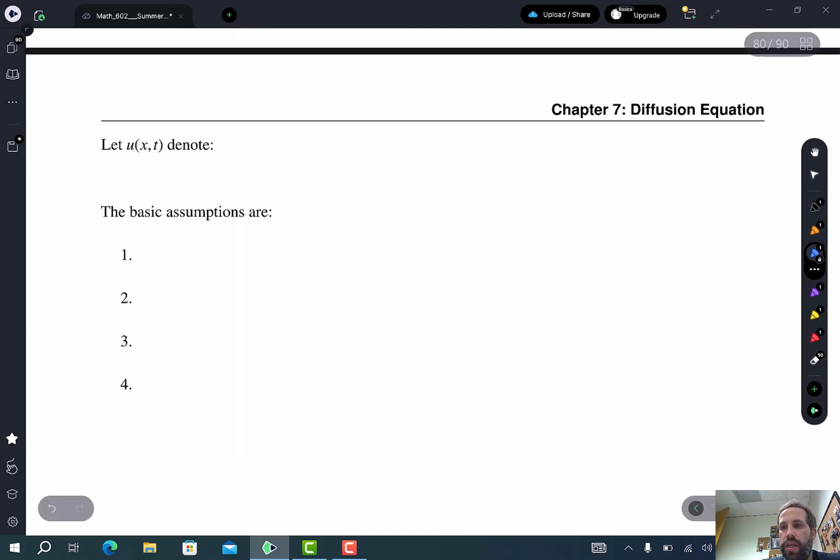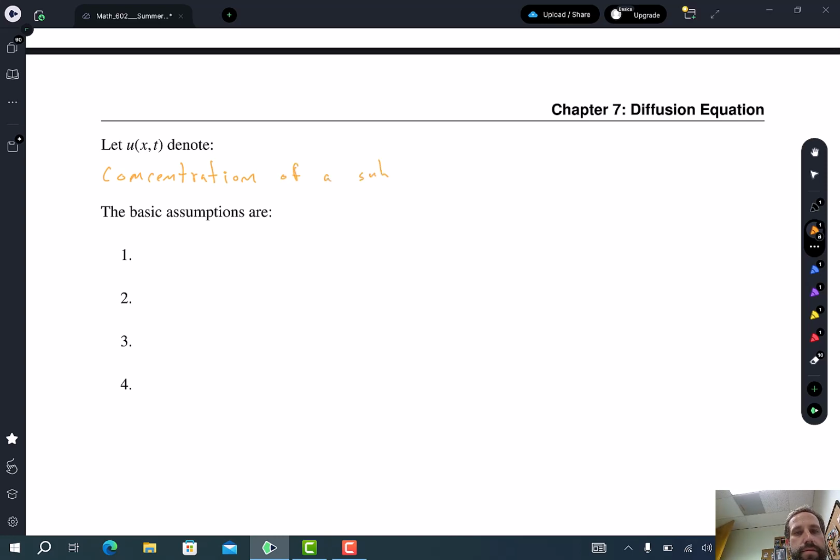Okay, so let u of x,t denote the concentration. This is just kind of vague. Concentration of a substance. And the units are going to be amount per meter, or amount per distance.